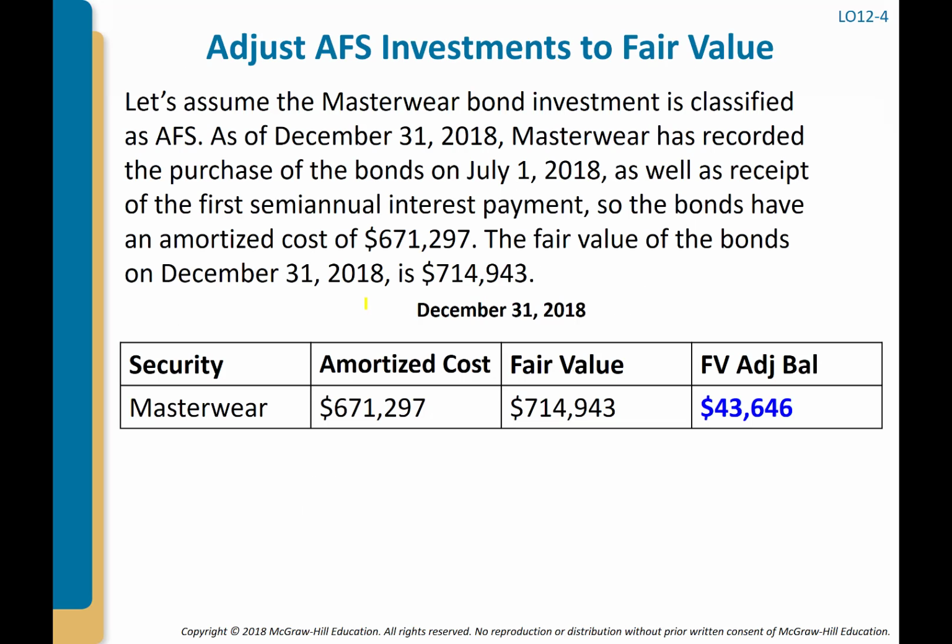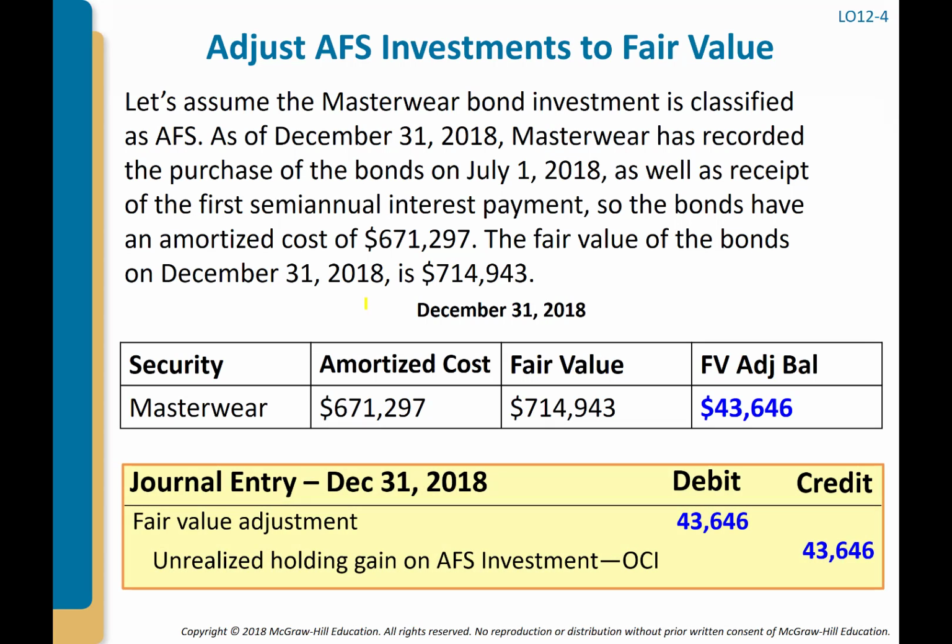And so notice we're doing the same fact pattern, guys. It's that same security that had the 671,297 carrying value with $700,000 initial investment, 28,000 left in the discount, and now they're telling us the fair value is 714,943. Same numbers we had before, right? Okay, but now we're going to see that what? We'll still write it up. This part is the same.